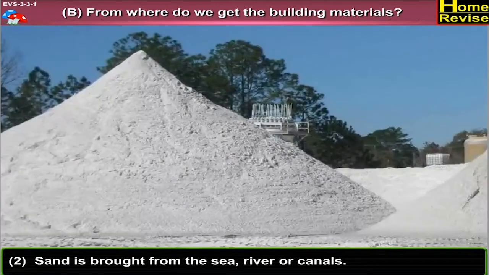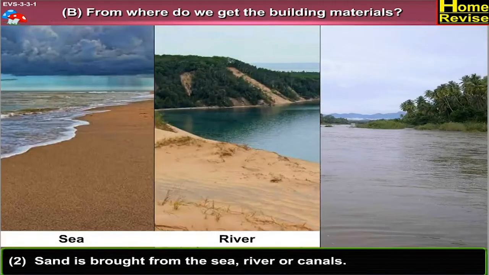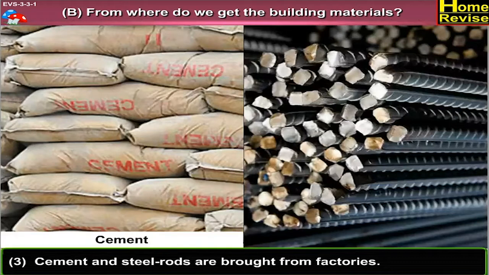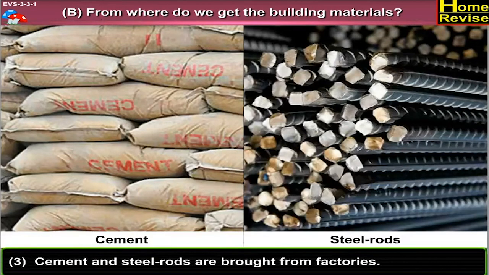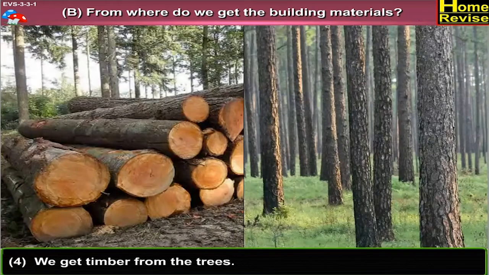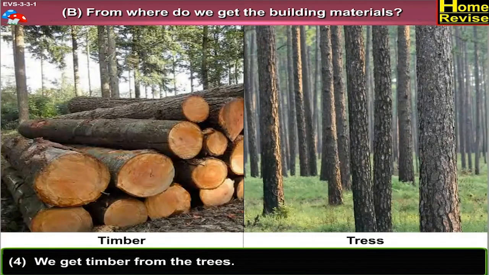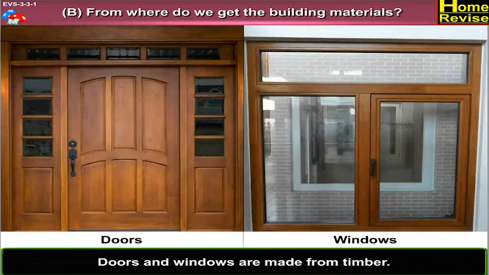2. Sand is brought from the sea, river, or canals. 3. Cement and steel rods are brought from factories. 4. We get timber from the trees. Doors and windows are made from timber.